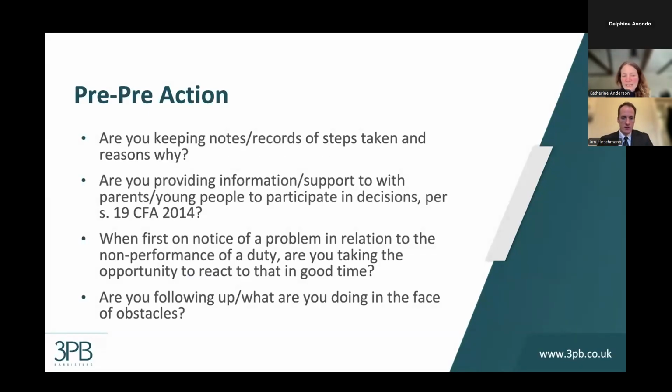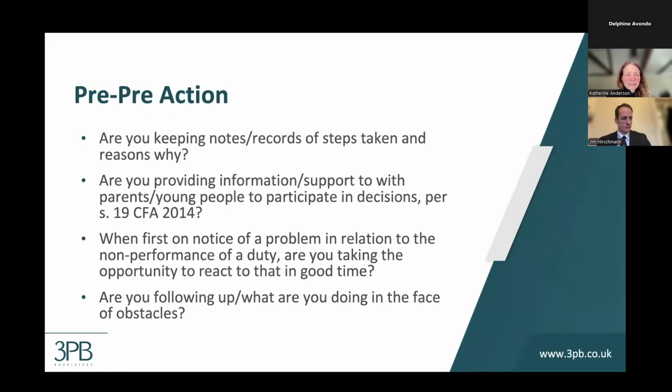What we are sometimes finding is that local authorities, when we are speaking to them, because there's a pre-action stage or in terms of defending the claim, there may not be notes, there may not be records of steps taken and the reasons why. And that means it can be difficult for there to be handovers. It can be difficult to find out what has happened and why and what needs to happen next.